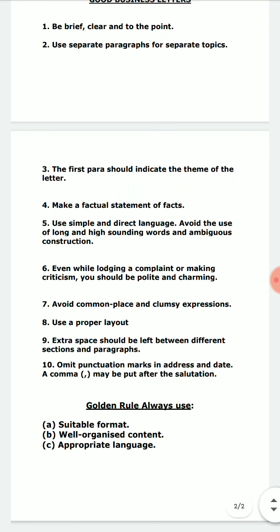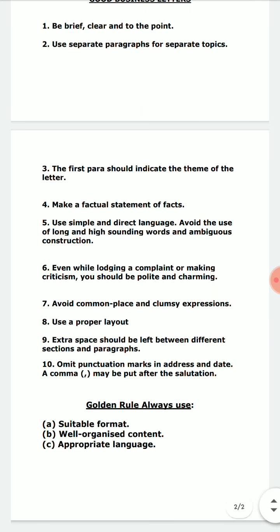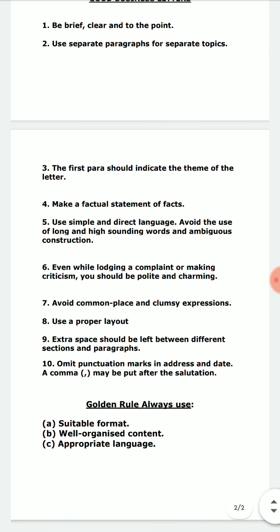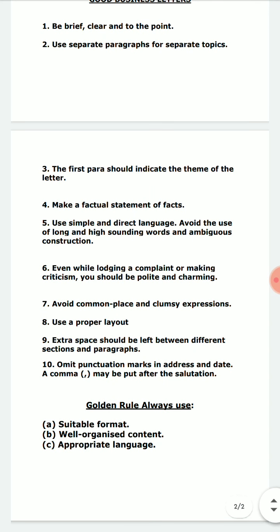And point number 10, omit punctuation marks in address and date. A comma may be put after the salutation. Punctuation marks must be avoided while you are writing the address or the date. At that time there should not be any punctuation marks. You should omit the punctuation marks. You may give a comma after the salutation. Now these are the 10 rules that you have to follow while writing a business letter.